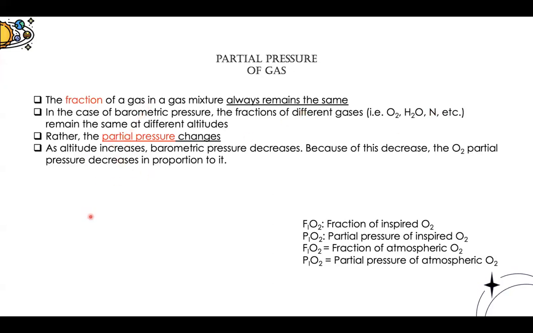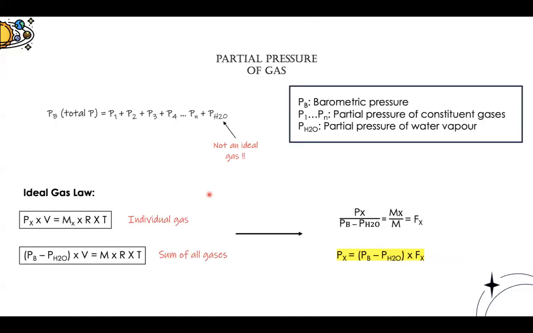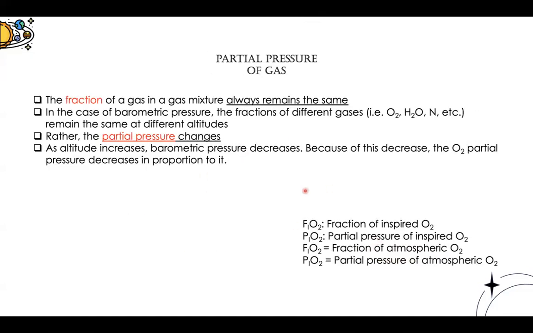And this usually happens when there are changes in altitude. If you go to a really high altitude, the barometric pressure will be different. But the fraction of a particular gas will always remain the same. For example, the fraction of oxygen will be the same on the top of a mountain and at the beach, okay? It will always be the same. It is the partial pressure that's different. Do you understand that? Okay, good.